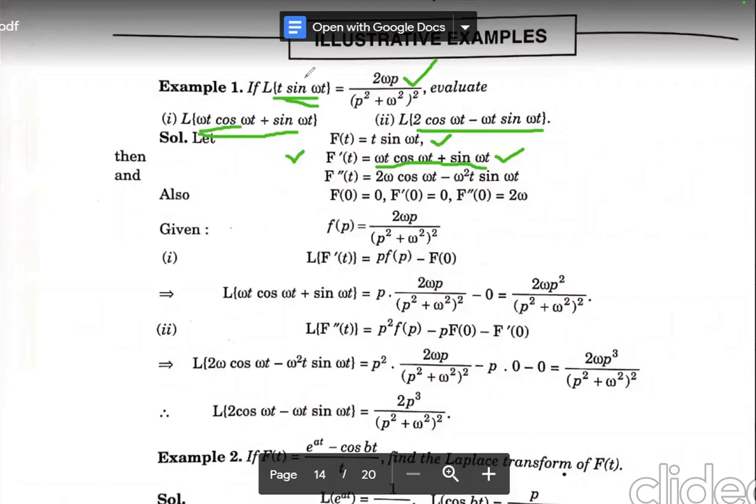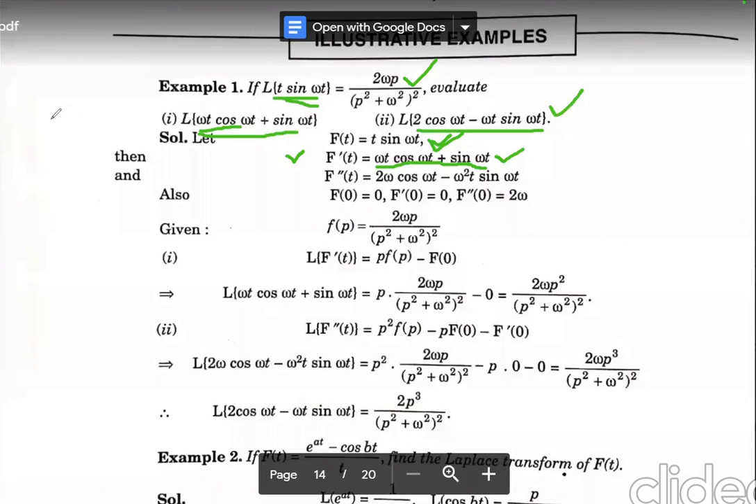Then if you find the second order derivative of this, the second order derivative is 2 cos omega t minus omega square t sine omega t. If you take omega common from both the terms, it will be omega into 2 cos omega t minus omega t sine omega t. So see the second one: 2 cos omega t minus omega t.